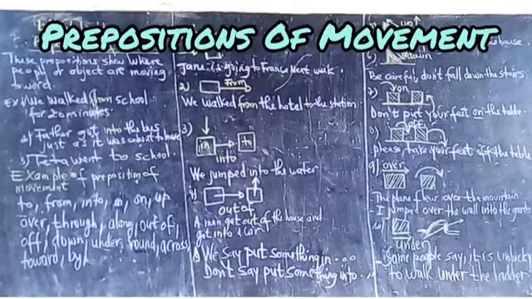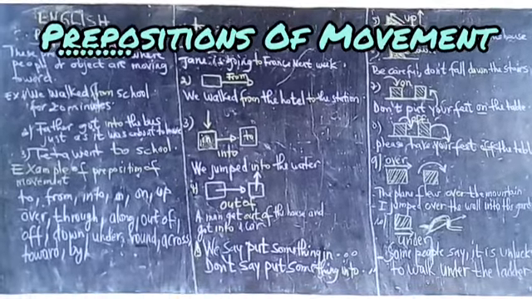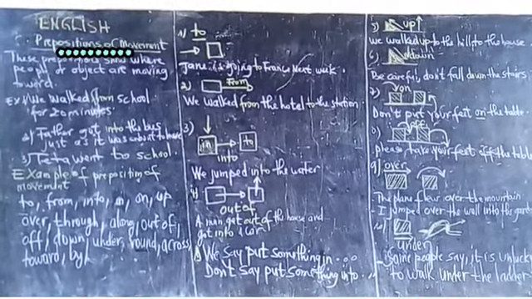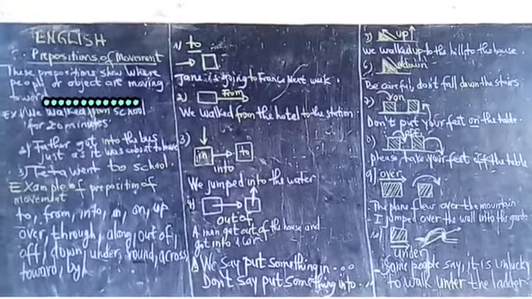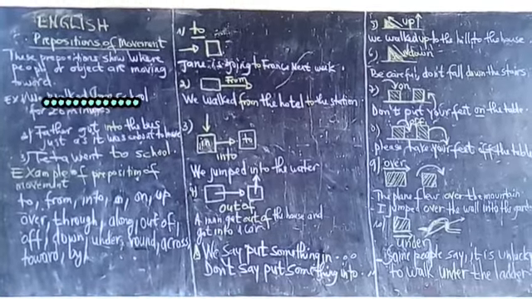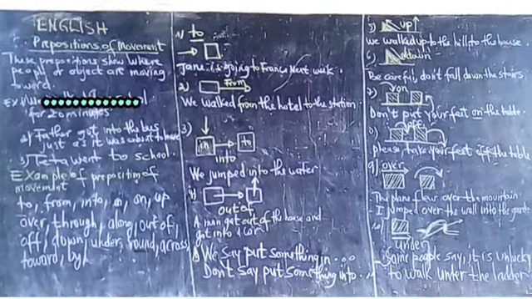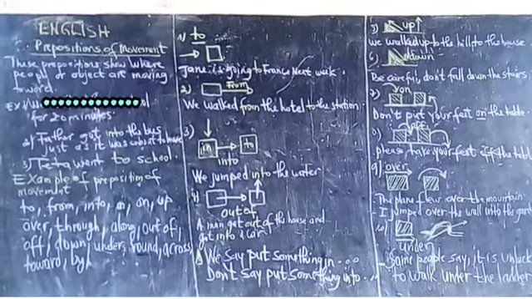The lesson we are going to study is on prepositions of movement. What are prepositions of movement? These are prepositions that show where people or objects are moving toward. I have given you some sentences as examples.